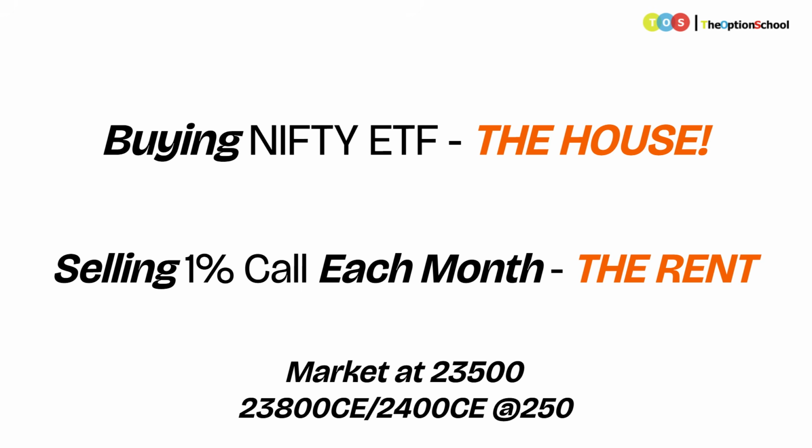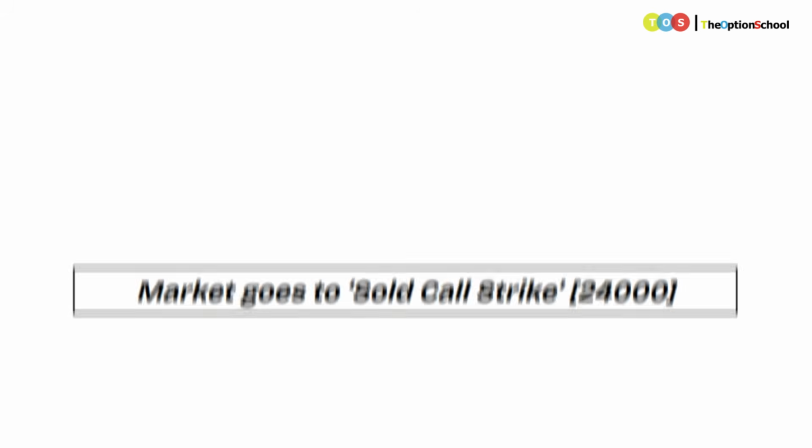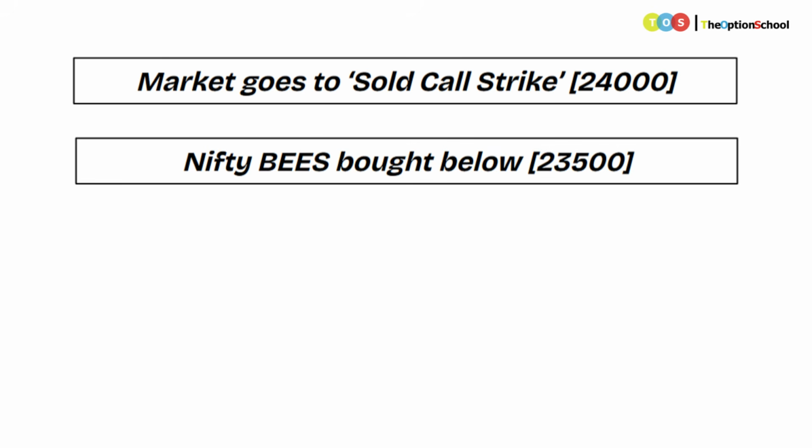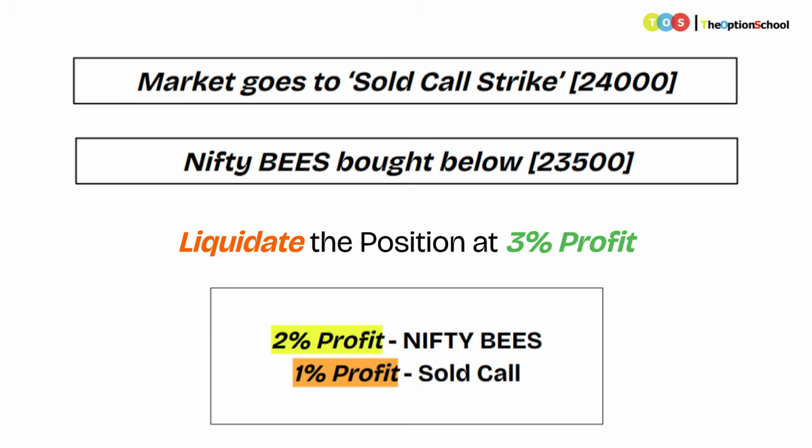So 23,500 and 24,000 has 500 points difference, which is approximately 2%. So if the market goes to 24,000, when I purchased Nifty BeES at 23,500, at that point in time I have sold another 1% premium of call. So if the market goes up, one method is I can liquidate everything at 3% profit. If that happens within a month, obviously I will make 3% profit, and then I'll see whether I really want to do this or whether I just want to purchase Nifty ETF and sit down because the market is becoming bullish.